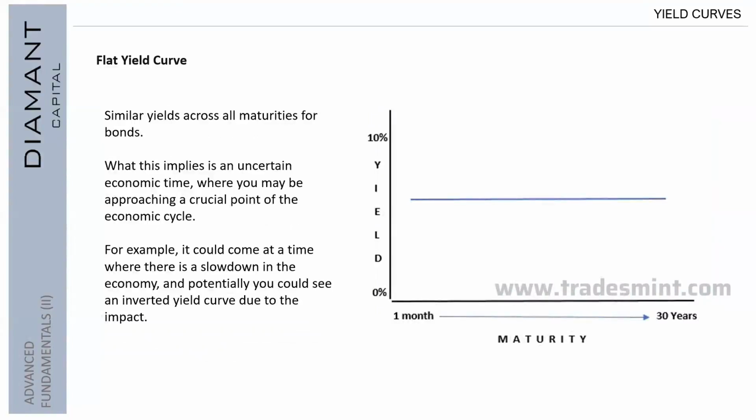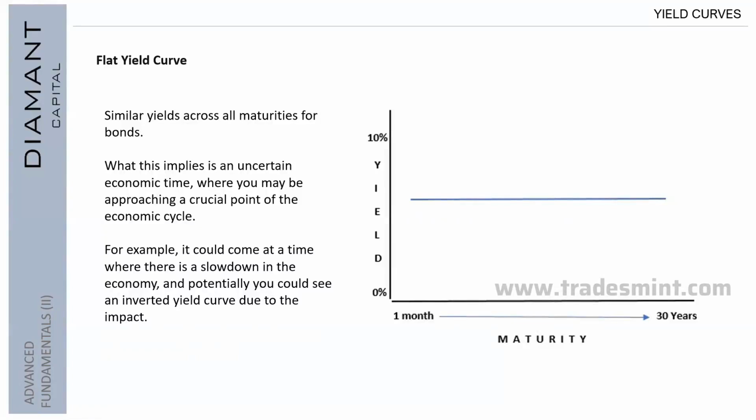So what you would see is similar yields across all maturities for bonds. There's a slight variation of this as well. And if I was you, I'd even search up certain images and search up online as well. But there are certain humps when it comes to the central maturity. So that could be around the 2-year, the 5-year, the 10-year. Around then, you might get a slightly boosted one. That's something interesting to read about as well, because it doesn't happen too often. Now, what this implies is an uncertain economic time.